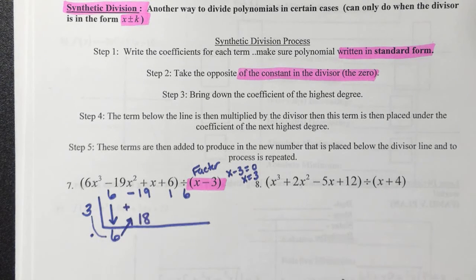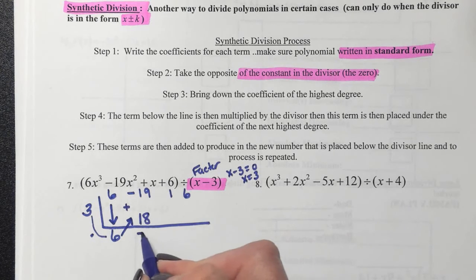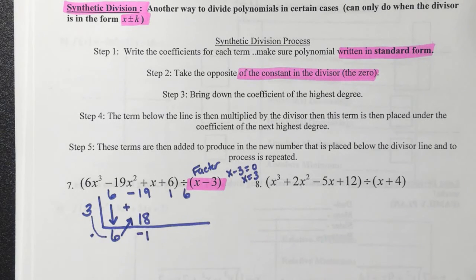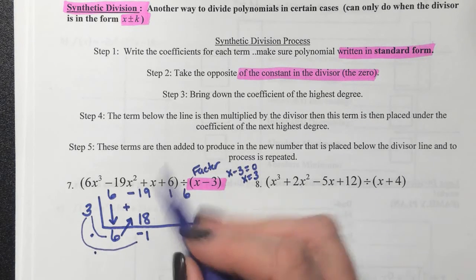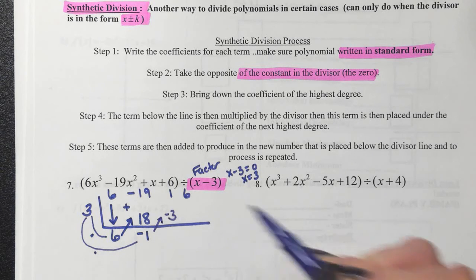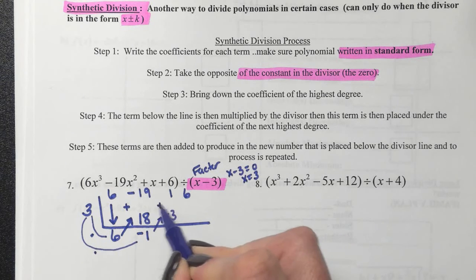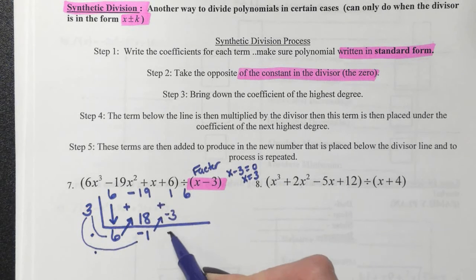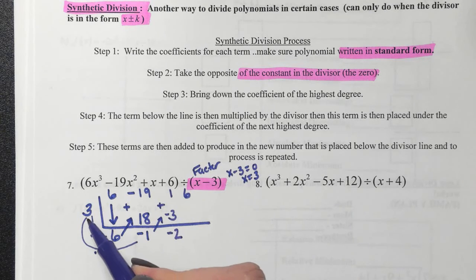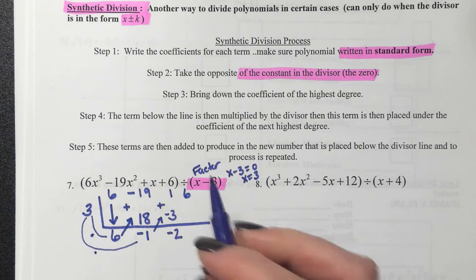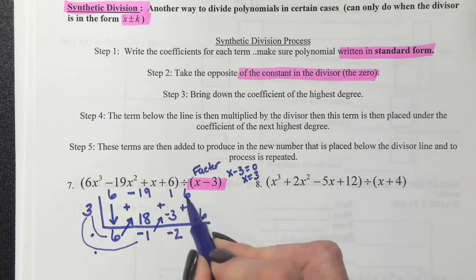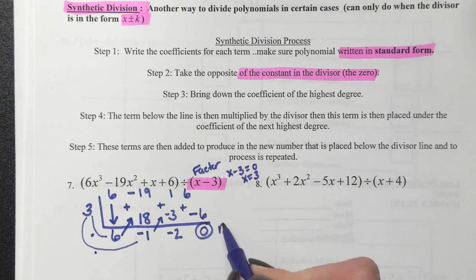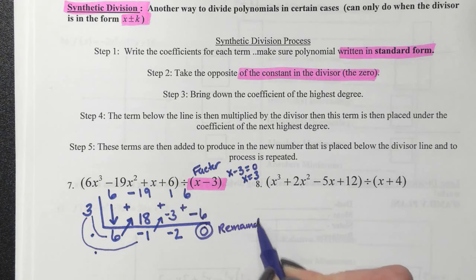I'm going to add what's on the inside. Negative 19 plus 18 is a negative 1. I'm going to repeat the process, multiply my 0 by the next term. 3 times negative 1 is negative 3. I place that underneath my next coefficient, and I add on the inside of the rectangle that I drew. 1 plus negative 3 is negative 2. Again, last time I'm going to multiply 3 times negative 2, which is negative 6. Add 6 plus negative 6, which is a 0. I always circle this last number. That's my remainder. So in this particular case, I have no remainder.